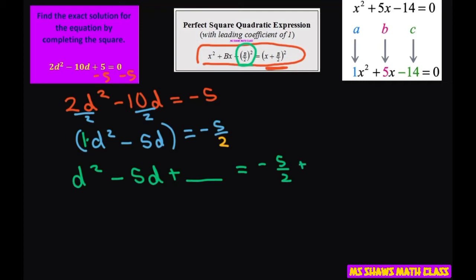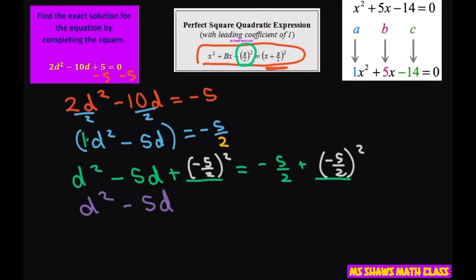You also have to add it on the right-hand side to make the equations equivalent. You can't just add something to one side without the other. So we take our negative 5, divide it by 2, and square it, and do it on both sides of the equation. All right. Now, this is going to be d squared minus 5d plus 25 fourths equals negative 5 halves plus 25 fourths.